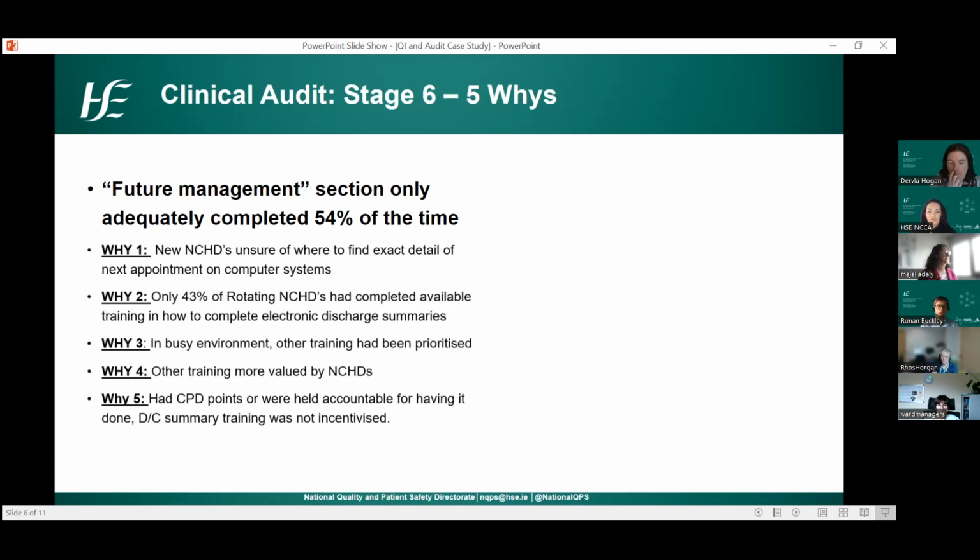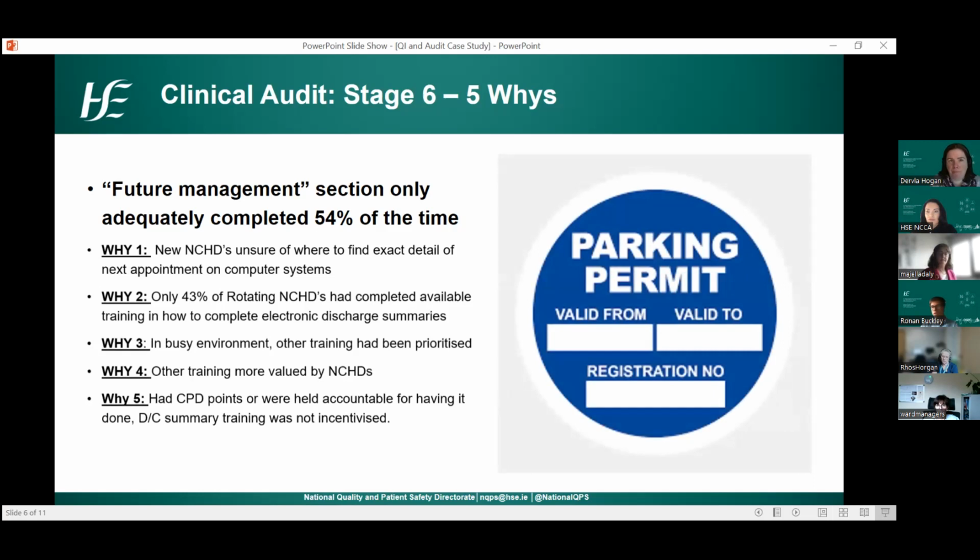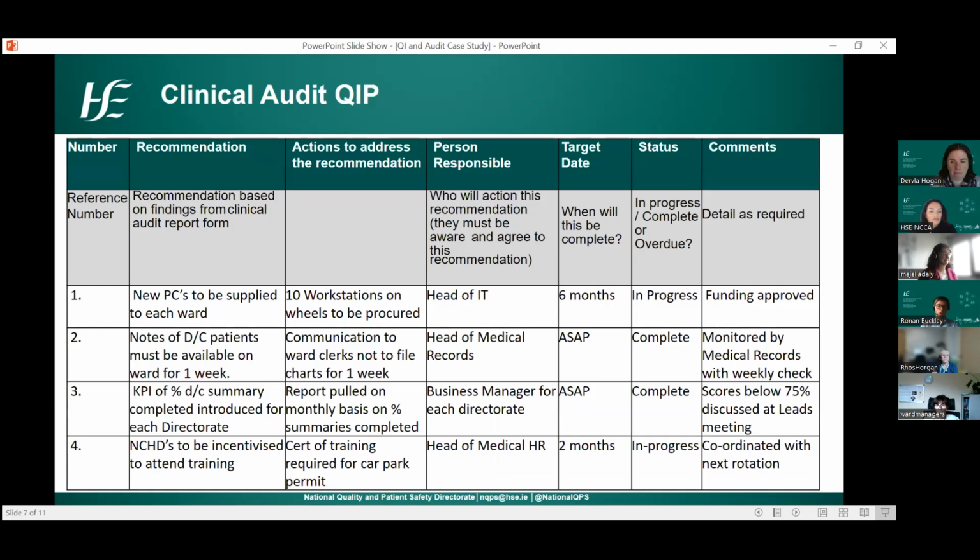So the clinical audit team considered it, and that's where they came up with this idea of incentivizing parking permits. So this is the completion of the quality improvement plan, in that NCHDs were to be incentivized to attend training. So discharge summary training was required to get your car parking permit. The head of medical HR was going to stand over this, and they said that they wouldn't do it for the current NCHDs, but on rotation, it would be introduced. So it's in progress, and that's to be coordinated with the next rotation. And that's the QIP in its full detail.